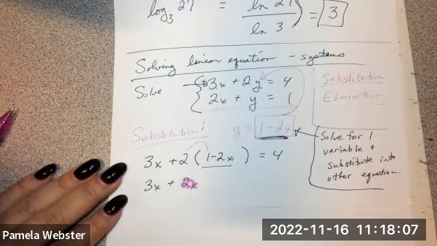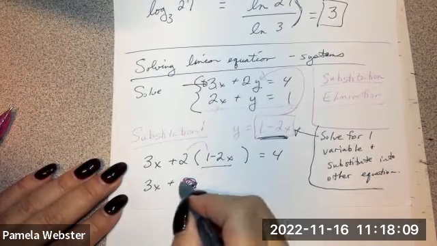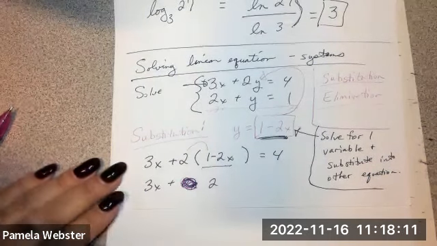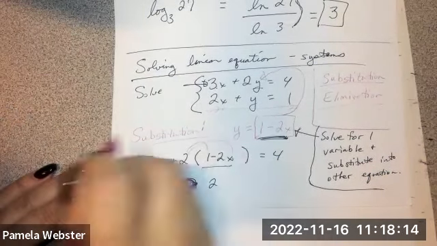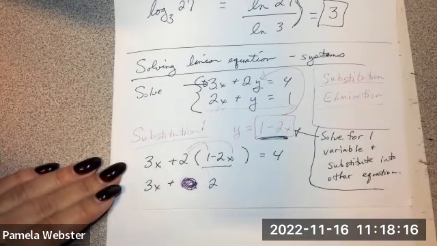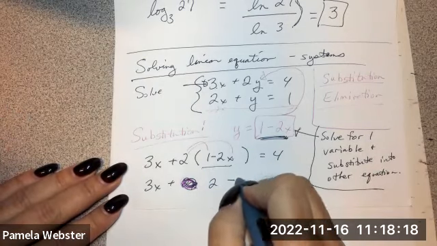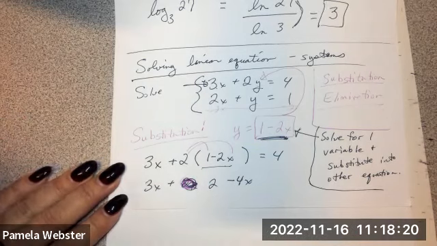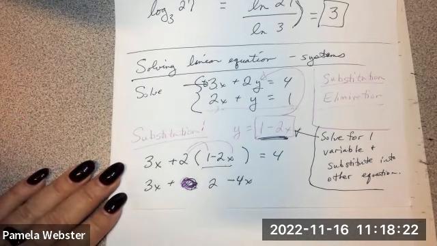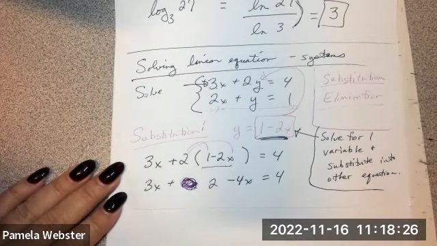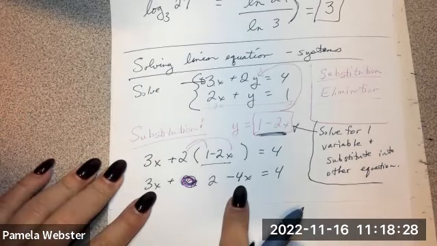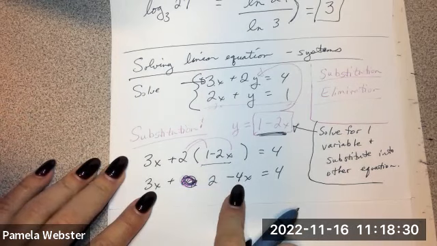3x plus 2. I don't know where I got that extra variable. Plus 2. And then the 2 times the negative 2x gives me a negative 4x, right? So I'm just distributing that 2 through. So 2 times 1, 2 times negative 2x, and all that equals 4. All right, and now I look and I say, hey, look, I got a 3x and a negative 4x.